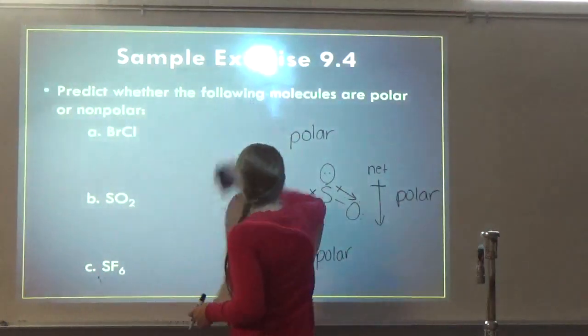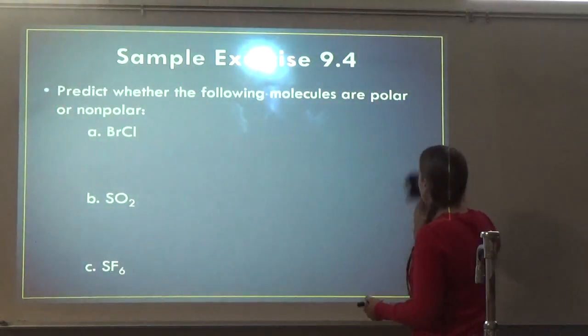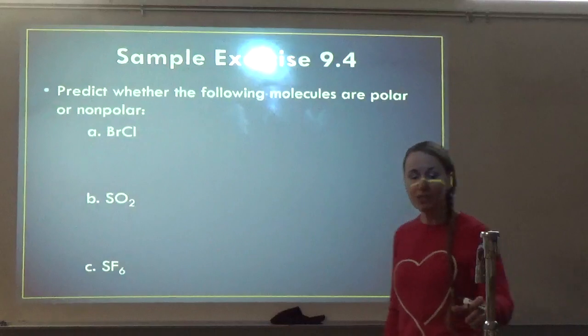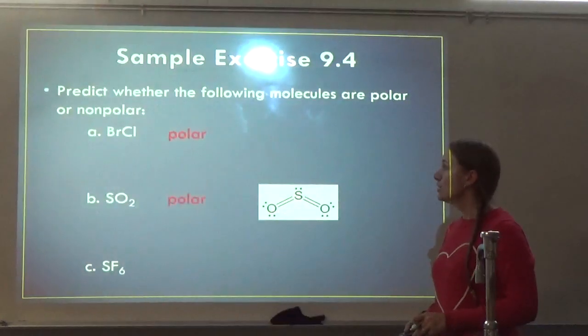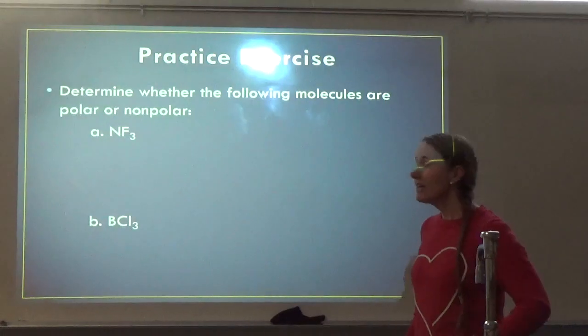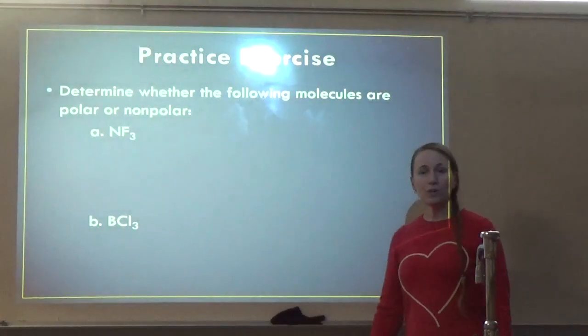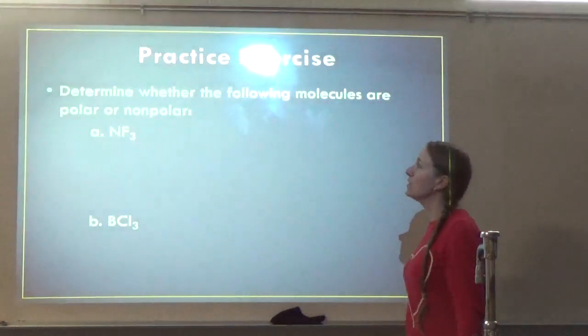So you just have to look at the geometry on these, because that'll tell you, like for example, if you thought that was linear, you would have thought the dipoles canceled. So you got to be careful of those shapes. And so the lone pairs are what makes a difference on these. All right, so you try the next 2. You're just deciding is it polar or non-polar, and then we'll look at them together. So I'll assume you paused the video and already tried it.